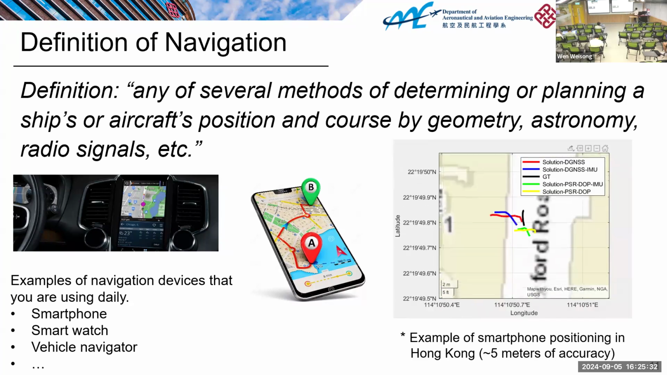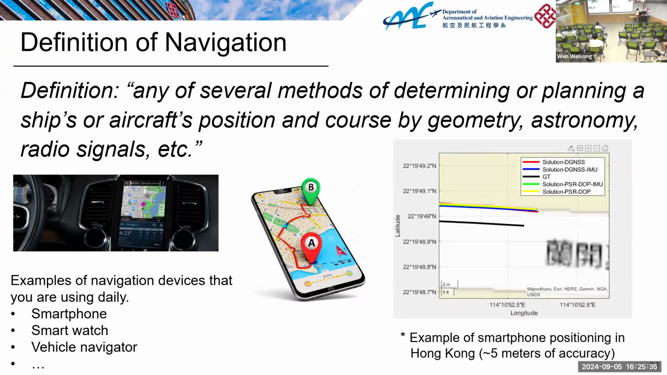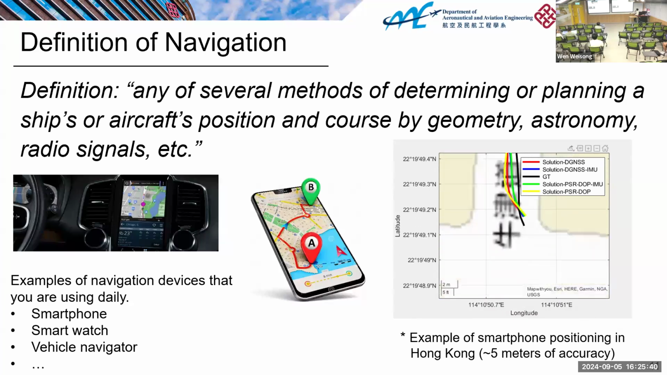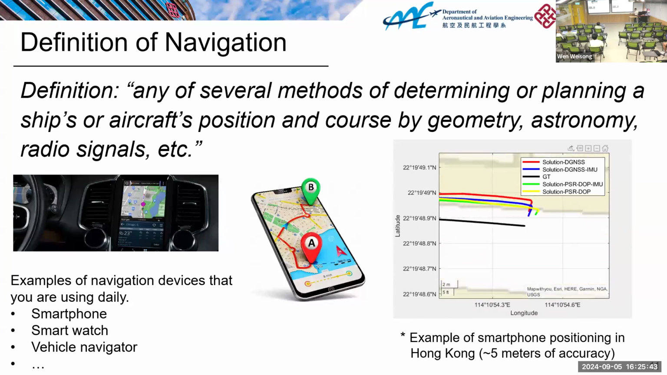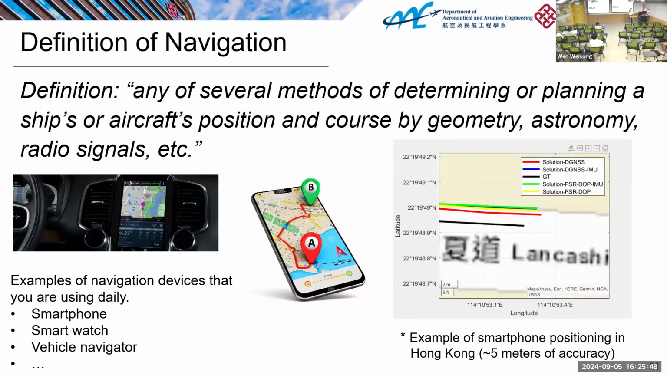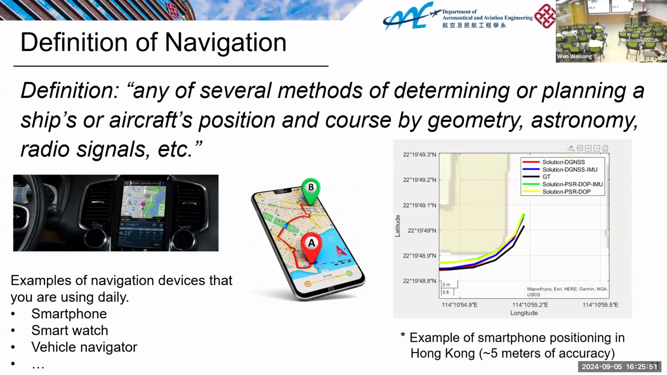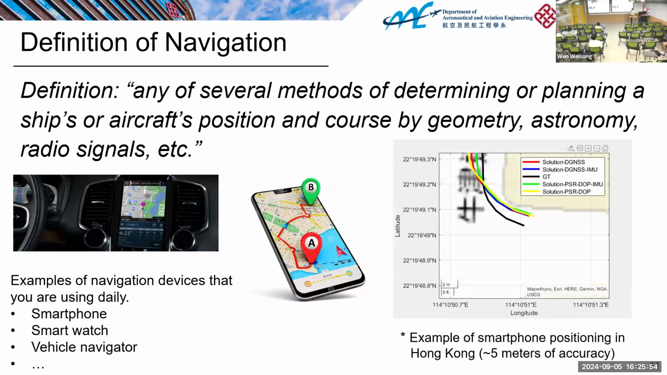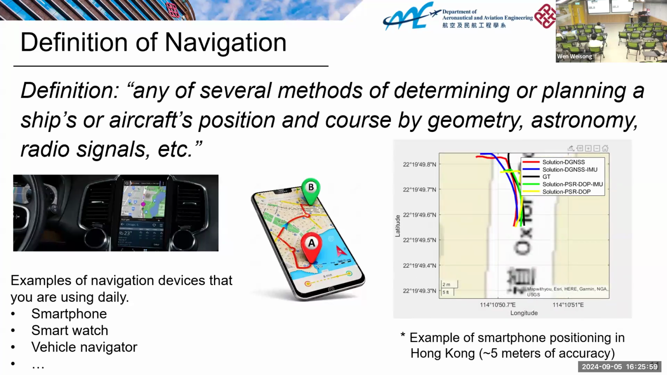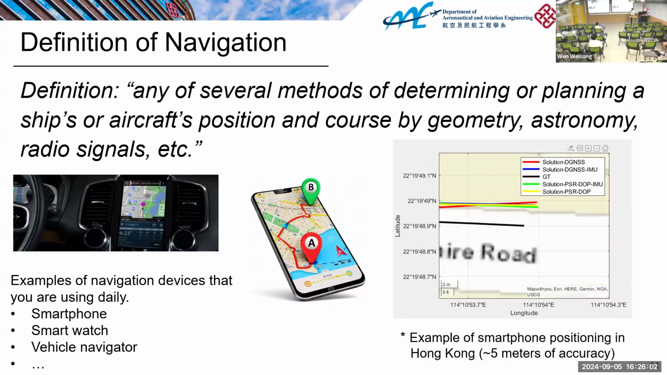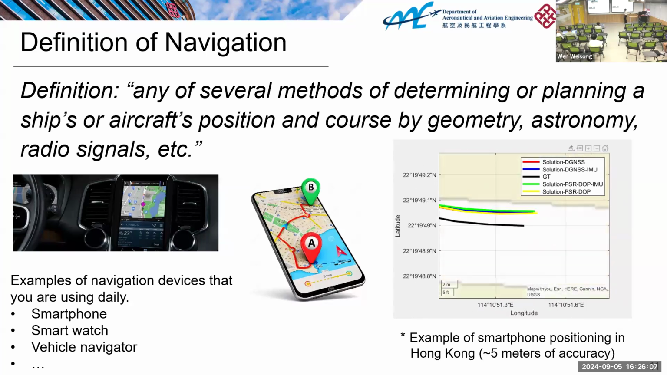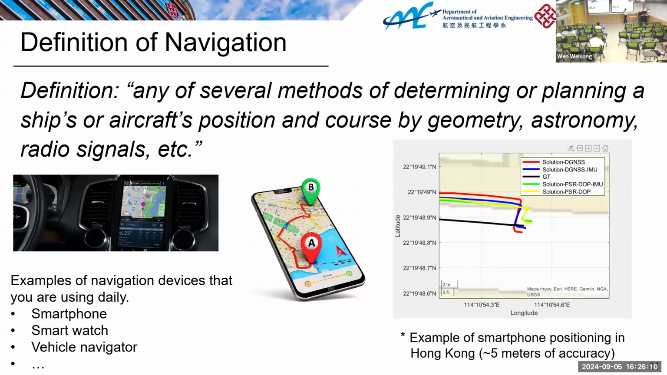This is one of the demonstrations of smartphone positioning using different solutions. In urban scenarios with some buildings, but not too high, the smartphone can roughly provide an accuracy of around 5 meters. So the 5 meters is achieved. This is based on a lot of sensors in the smartphones. For example, they have GPS receivers, and the antenna of the GPS receiver is surrounding the smartphone.